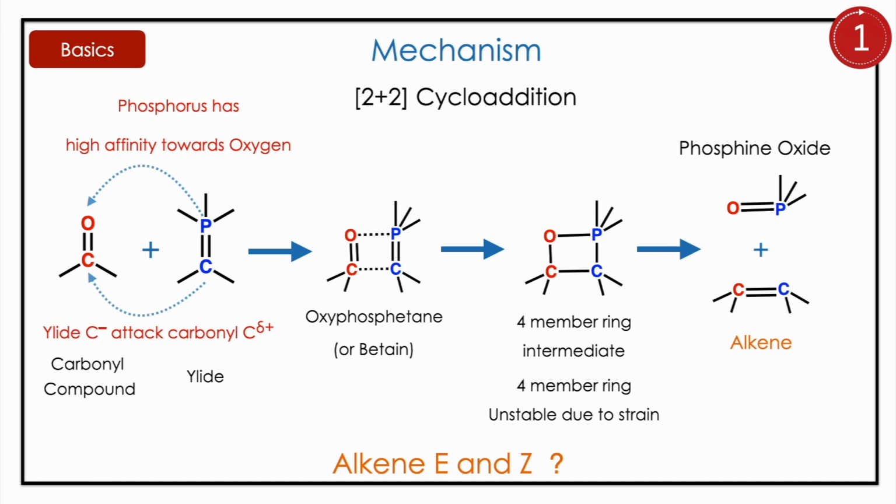In the above case, phosphorus has high affinity towards oxygen, which forms a four-member intermediate, which is called oxaphosphetane or betaine. The four-member ring is highly strained because of the ring size. It forms phosphine oxide and alkene. It's the desired product. An obvious question you will get is whether the alkene is E or Z.